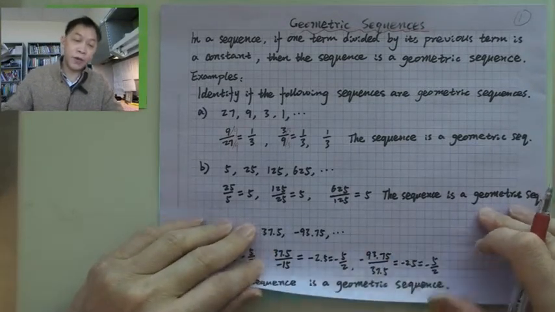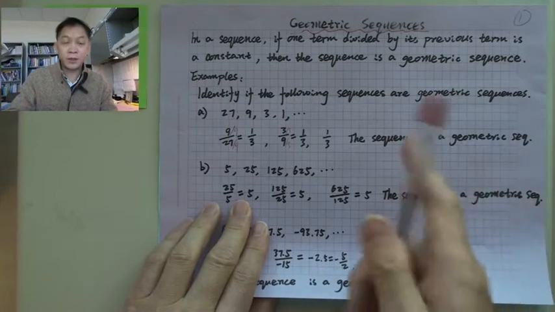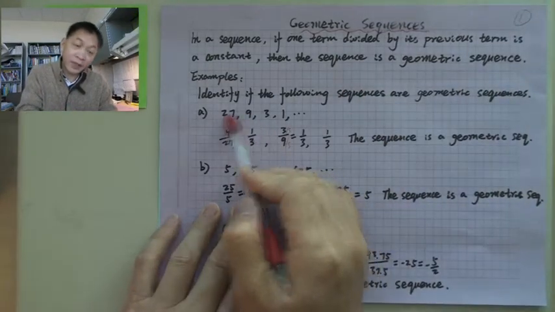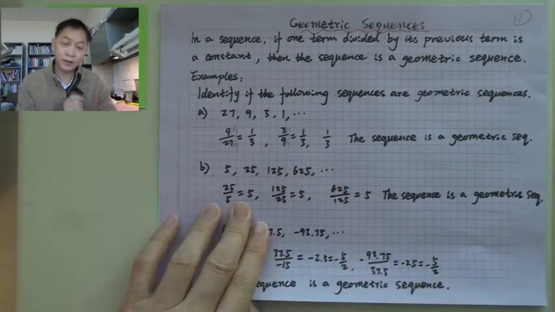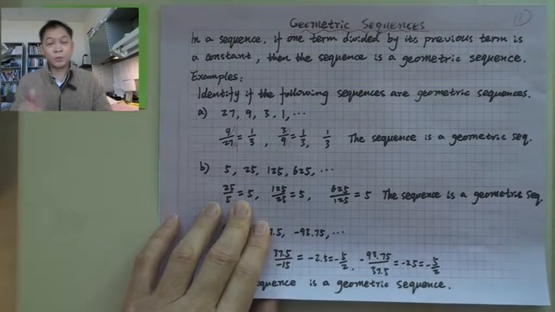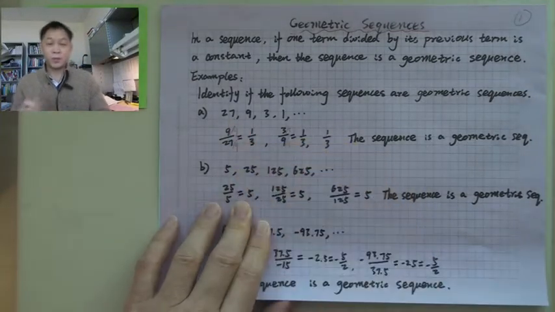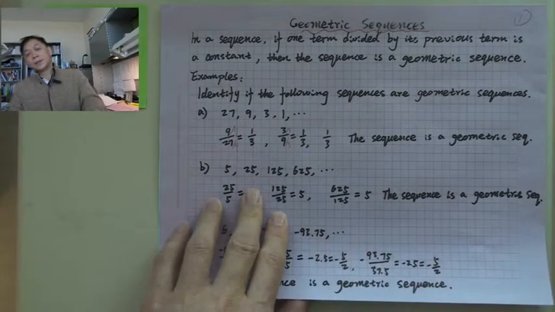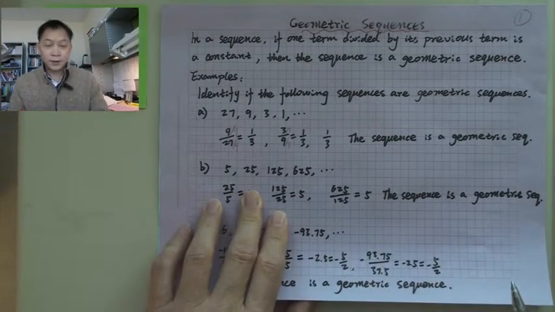Previously, for an arithmetic sequence, one term minus the previous term is a constant. That's different. Right now, one term divided by its previous term is a constant.